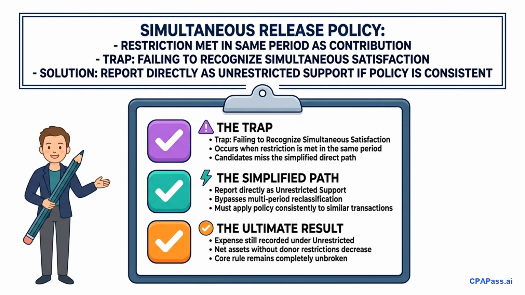Even under this simplified policy, the ultimate rule remains unchanged: the expense still decreases net assets without donor restrictions.